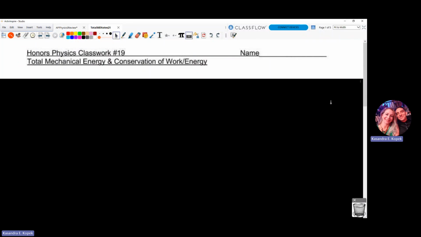By now, you should be familiar with the concept of the types of mechanical energy: kinetic energy, gravitational potential energy, and elastic potential energy. Now we're going to discuss the conservation of mechanical energy and use that to figure out different situations where we have an initial and a final mechanical energy of a system.